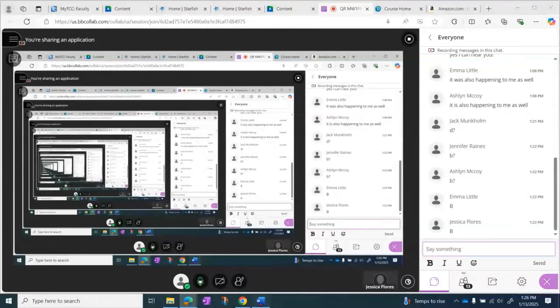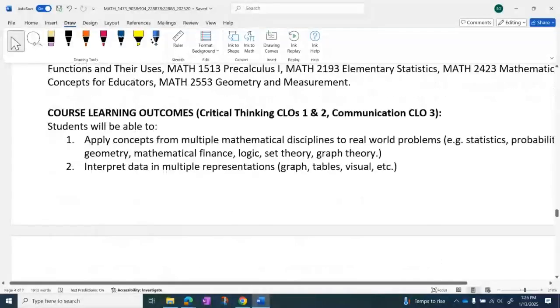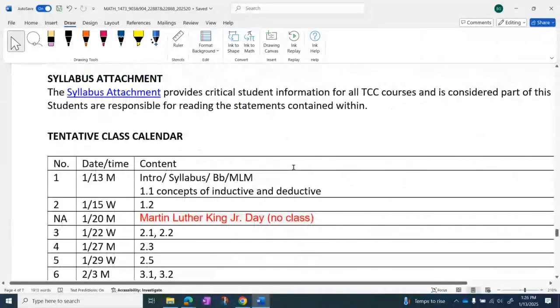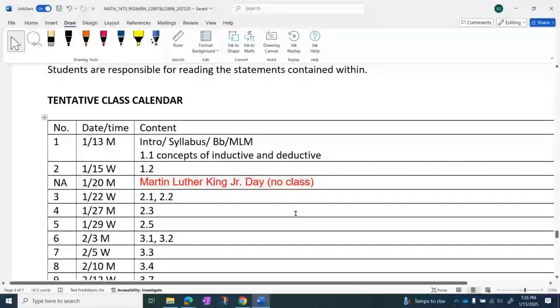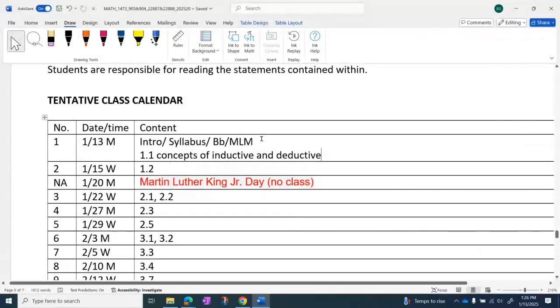That's our calculator policy. The last part of the syllabus is our tentative calendar. I'm very good at following the schedule as planned. As it shows here, today we're supposed to finish the orientation and cover section 1.1. We aim at that, okay? My Lab Math.